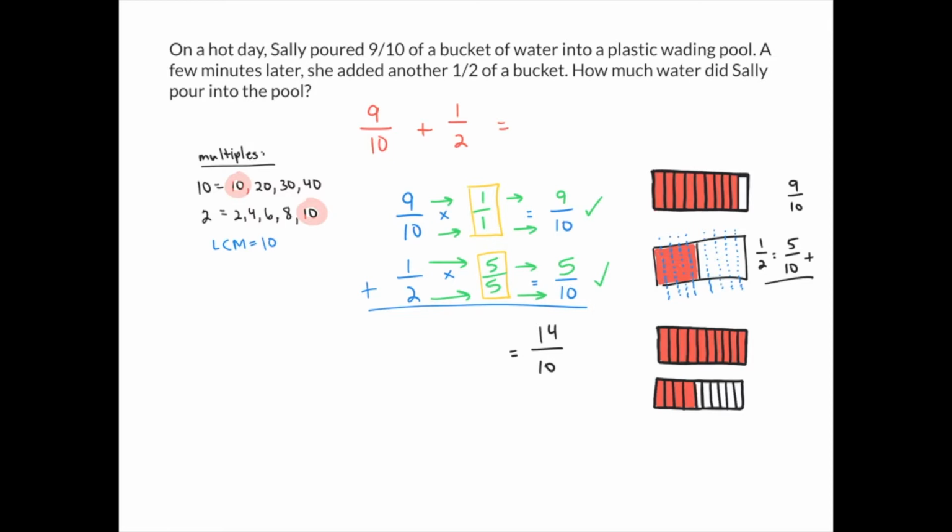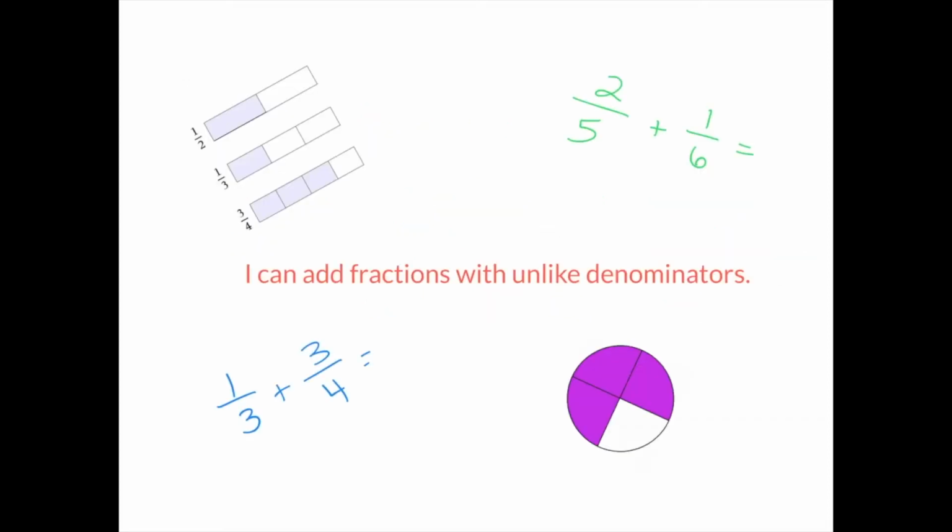I can check my answer by drawing a model to represent my fractions. I can see 9/10 has stayed the same. 1/2 has an equivalent fraction of 5/10. 9/10 plus 5/10 would equal 14/10. I can see that my answer is the same. So to answer the question, Sally poured 14/10 buckets into the plastic wading pool because once you find the common denominator, the sum between 9/10 and 5/10 equals 14/10.